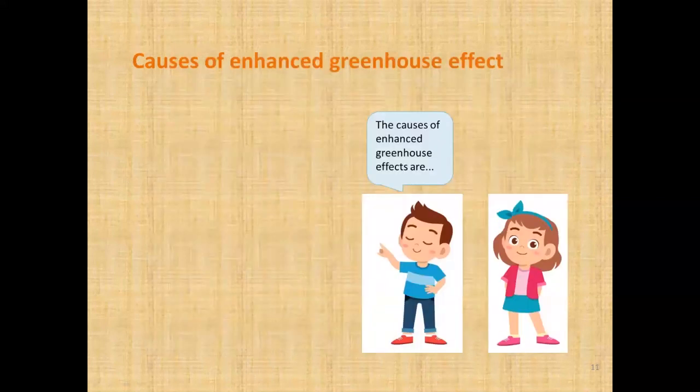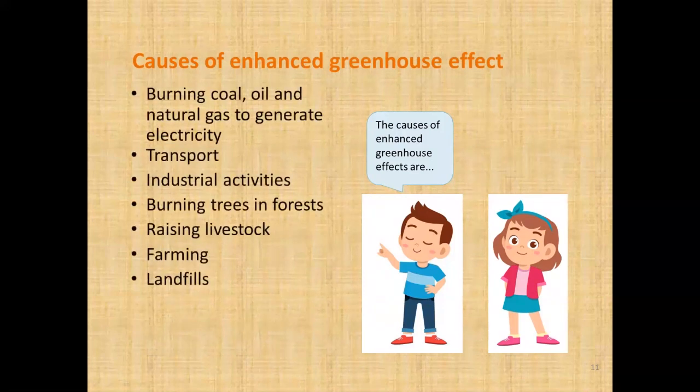So overall, we see so many different kinds of activities, and these are all the causes of the enhanced greenhouse effect. First one, burning coal, oil, and natural gas to generate electricity. Second, transportation. Third, industrial activities. Fourth, burning trees. Fifth, raising livestock. Sixth, farming. And last one, landfills. These are all the causes of the enhanced greenhouse effect.